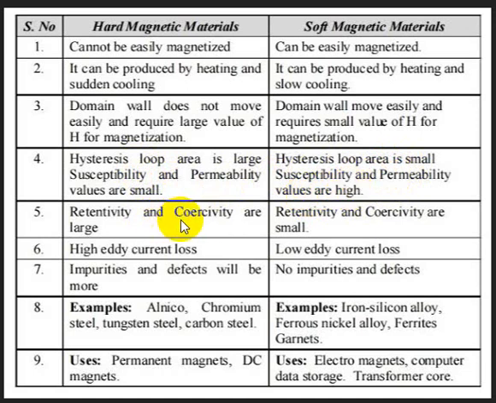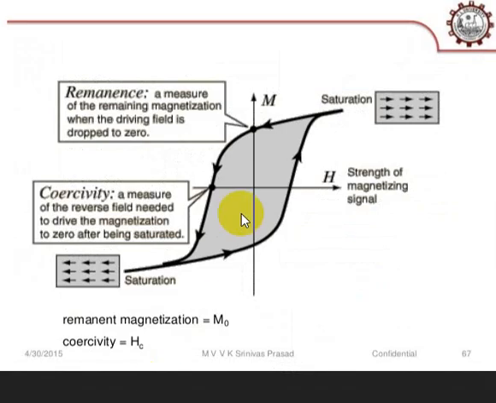Retentivity and the coercivity are large. Retentivity and the coercivity are small. I will show you a graph. This is the graph between M and H, magnetization and the magnetic field, and this is the curve, and the area enclosed by this curve is the hysteresis loop area.